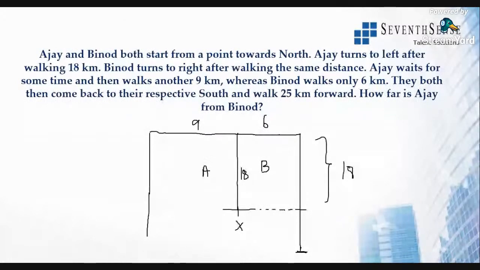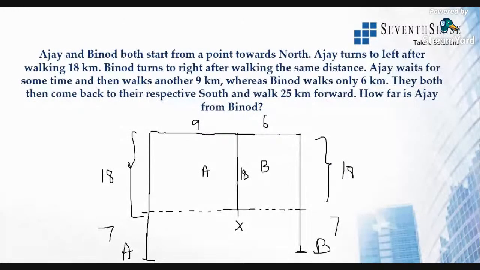So here also it is 18 kilometers. So they just have to walk 7 kilometers. All right. Now what are they asking? How far is Ajay from Binod? So here Ajay is here and Binod is here. This distance. They are asking this distance. What is this distance parallel to? This is parallel to this distance, 9 and 6. So total distance is what? 15 kilometers. Simple answer, simple question.